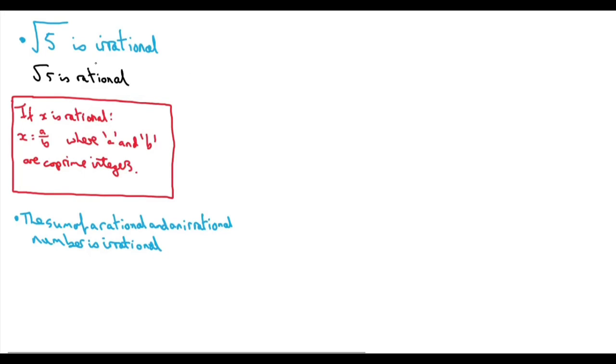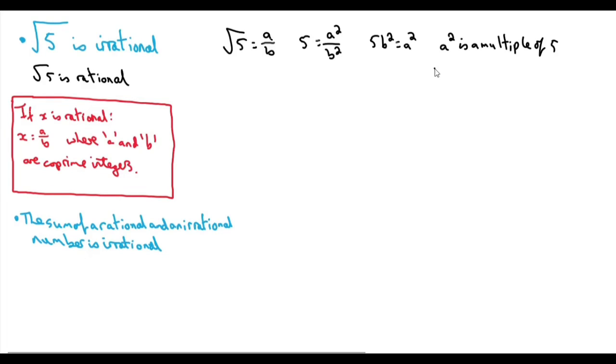With that in mind then, how we're going to start off a bit of working like this is say, okay, if root 5 is rational, then root 5 is going to equal this a over b. Therefore 5 will equal a squared over b squared. Therefore 5b squared will equal a squared. From this statement we can say that a squared is a multiple of 5. And if a squared is a multiple of 5, then a on its own is also a multiple of 5.